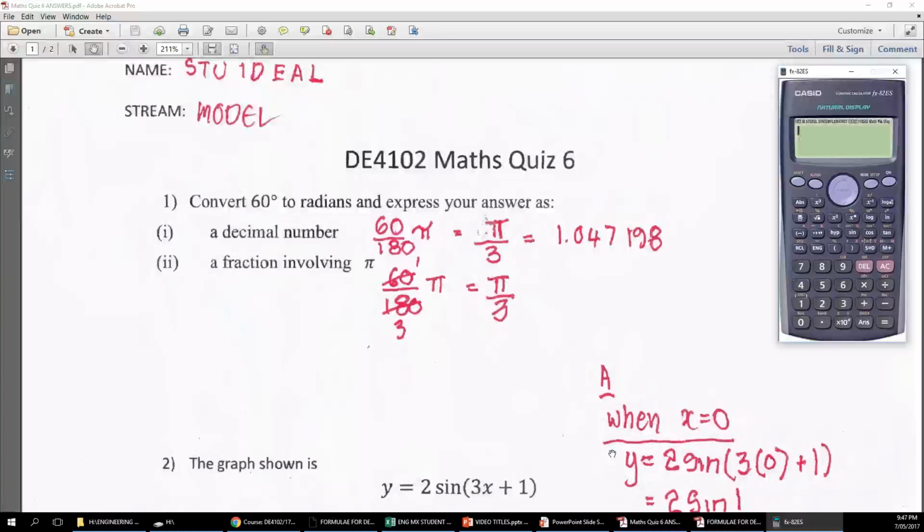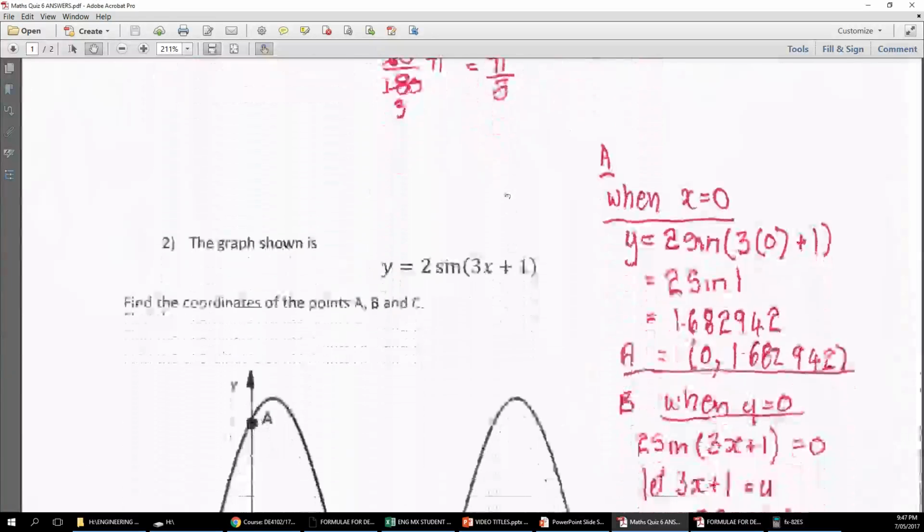So that's pi by 3, and then on our calculator, just simply shift pi divided by 3 equals, and we get 1.047197551, or something like that. So yeah, pretty simple. And the pi by 3 we've already done earlier, but I'll show you how to do it here. So that's the first one out of the way.